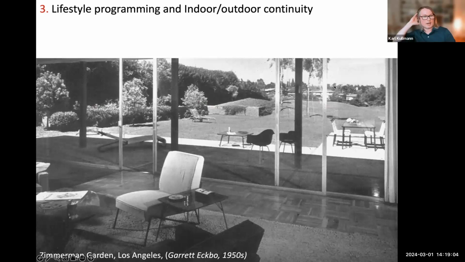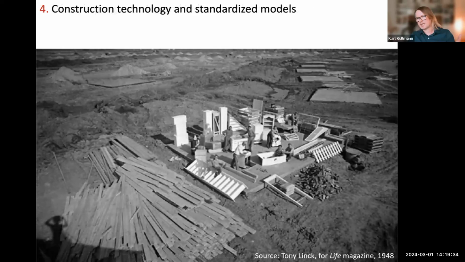Lifestyle programming and indoor-outdoor continuity, as a result of the popularization of modern design, modernism, played a role too. When you have a house that's flowing from indoor to outdoor and the levelness of the interior, it makes sense that levelness extends out. So the outdoors is no longer a place for having chickens and your bore water and your clothesline, but becomes a place for leisure, which also increased the need for levelness. And of course, standardized housing, tract models, things like that also played a role in the standardization of essentially making the ground fit the house rather than the house fit the ground.